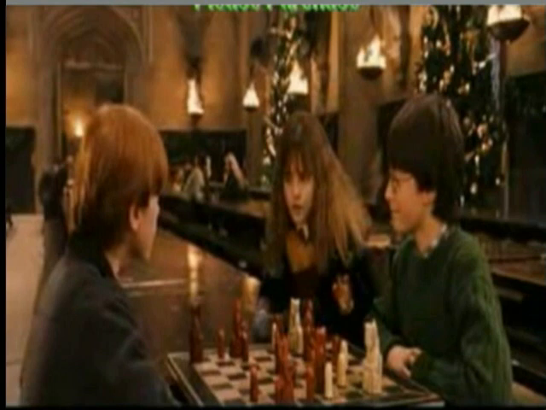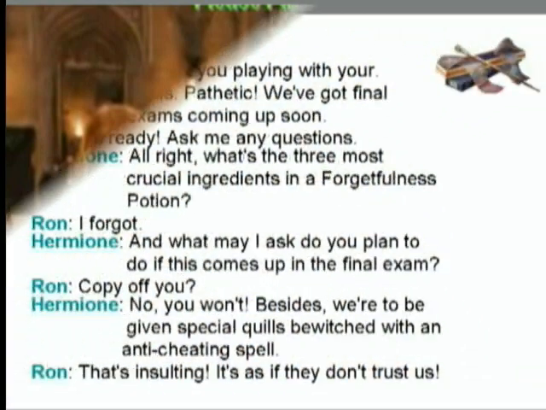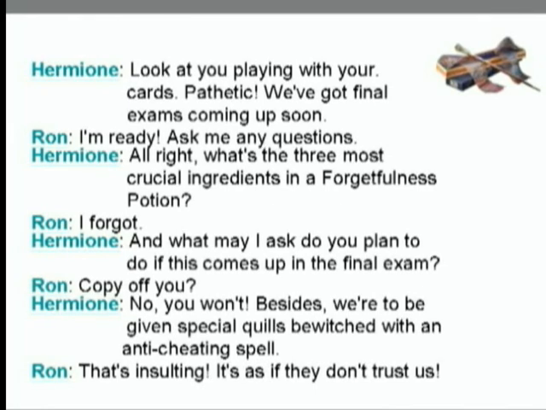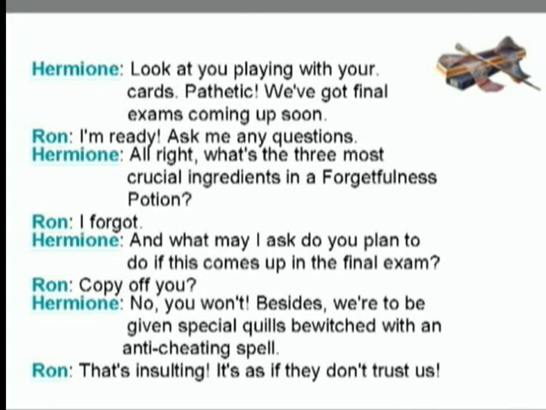Now, let's take a look at another conversation between three good friends in the Harry Potter series. Hermione, Ron, and Harry have very distinct characteristics, as you can tell from their conversation before the upcoming exams.